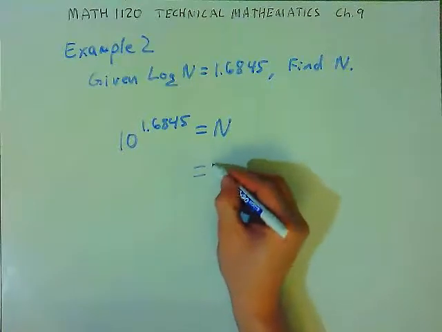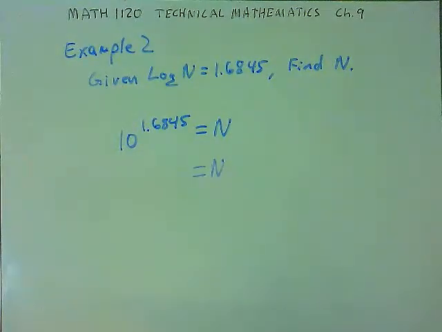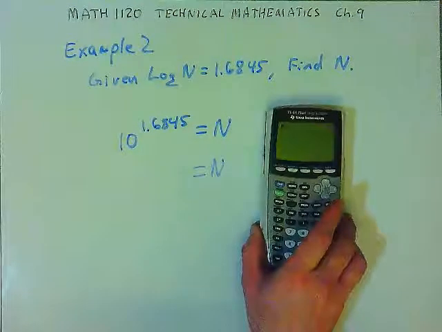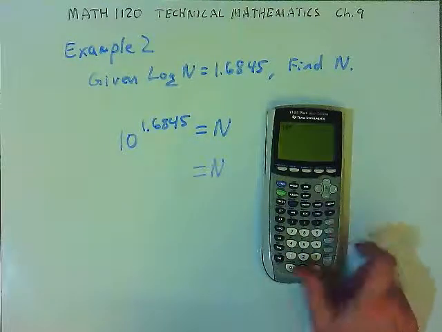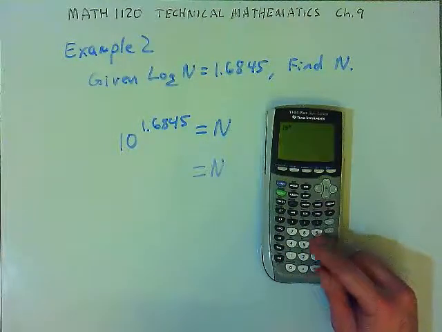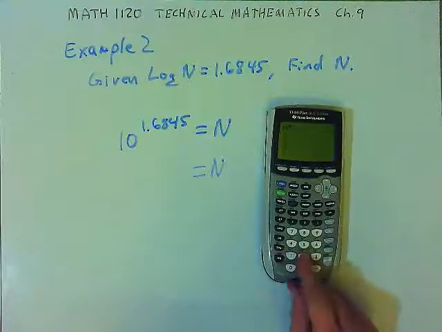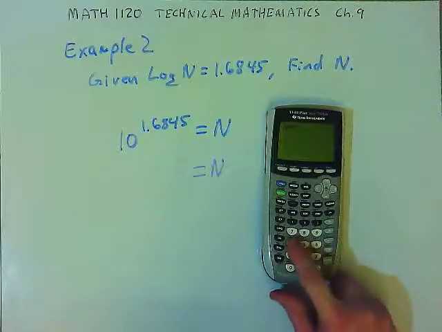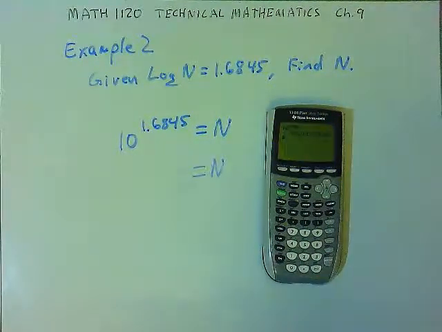We can find n on our calculator by taking 10 to this power. So we'll type in 10, use the caret button for your power, or maybe you have a y to the x button, and you'll type in 1.6845, and you press equals, and you get 48.3615.